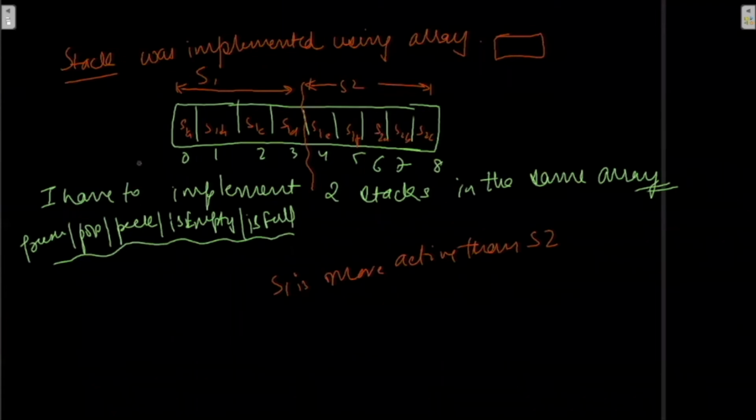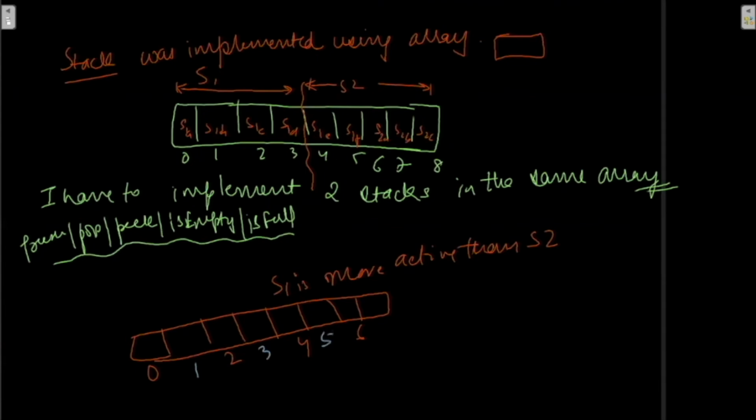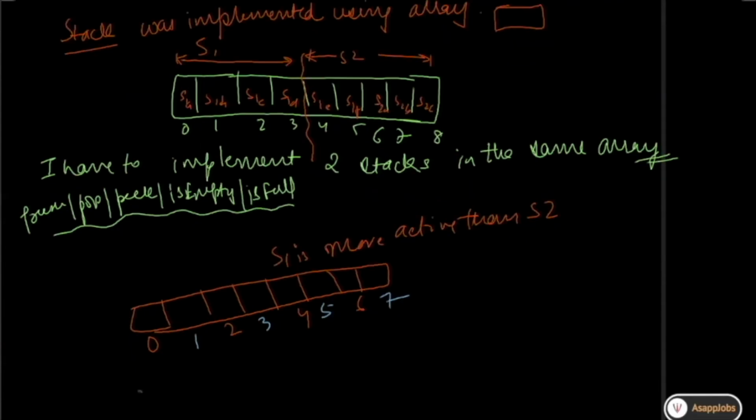So you are saying that, okay, so I have something called 0, 2, 4, 6, and then there is something called 1, 3, 5, and 7, and you are saying that S1 के लिए S1 will go for odd and S2 will go for even, something like this.